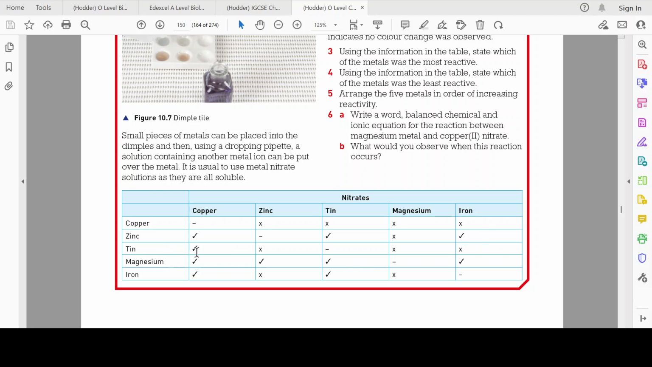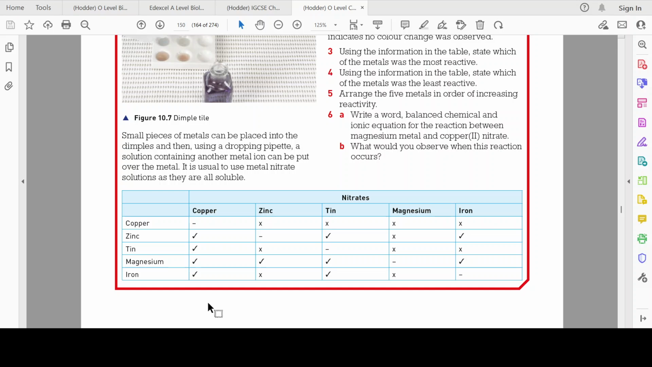Then tin displaced copper, but did not displace zinc, so you could figure that out. If zinc displaced tin, it's not going to go the other way. Tin is less reactive. No color change with itself, it's not going to react with itself. No color change with magnesium, so it is less reactive than magnesium and even less reactive than iron. Magnesium displaced copper, zinc, tin, iron, displaced all of them. So magnesium is the most reactive of these. Copper is the least reactive. In second place from the bottom is tin.